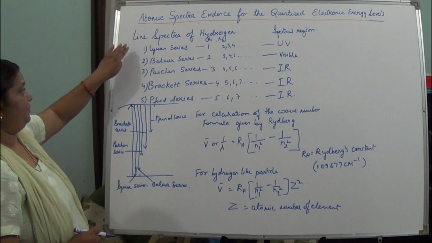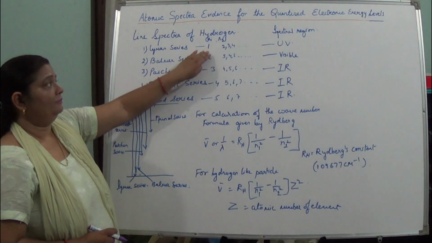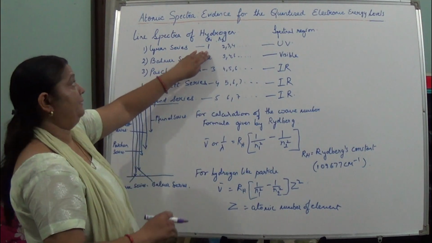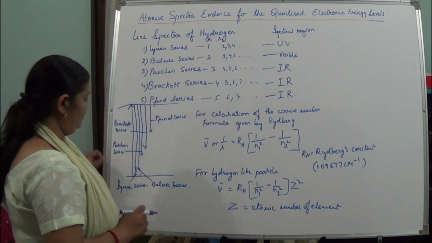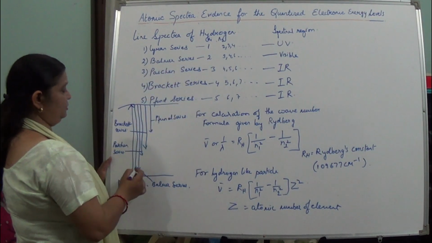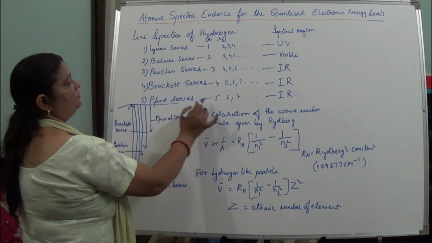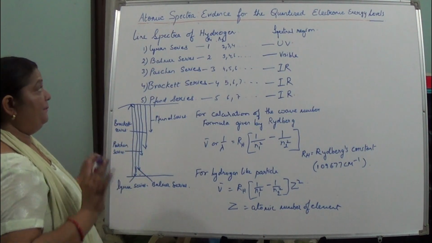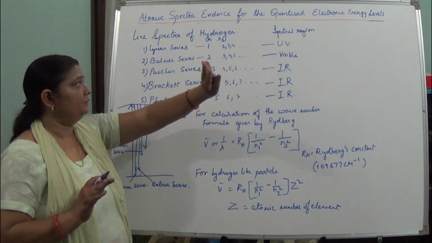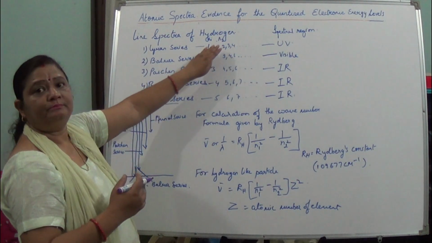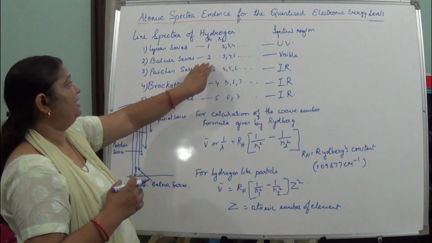So here you can see, for Lyman, n1 will be what? It means where it is falling, where it is coming. n1 will be 1. You have seen over here, Balmer series it will be 2, Paschen series 3, Brackett series 4, and Pfund series 5. But yes, n2, the final one, can be 2, 3, 4 or 5 and so on. For Lyman, it is 2 onwards.